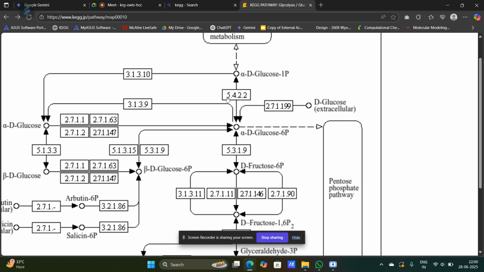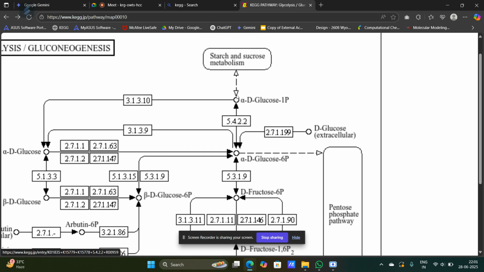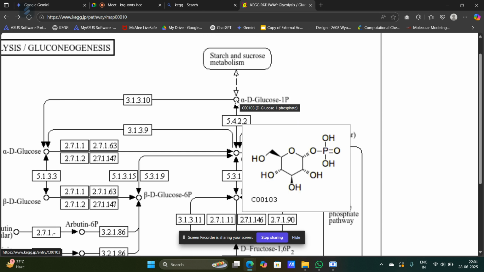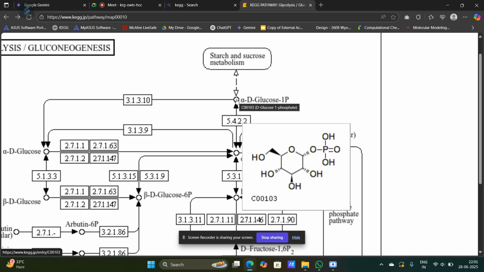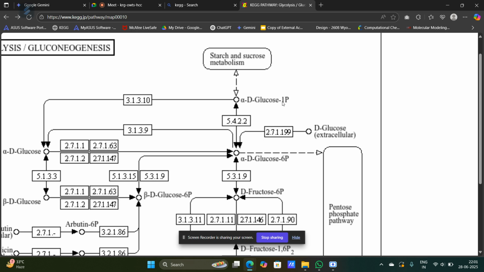And here you can see a number, 5.4.2.2. This is nothing but the enzyme identification number. If you click on that, you will be redirected to a page which is part of the KEGG enzyme database. Do you guys remember? I mentioned KEGG enzyme also. It is one of the databases. If you click on this circle next to alpha D glucose, you will be redirected to the KEGG compound database, where you have information related to alpha D glucose.